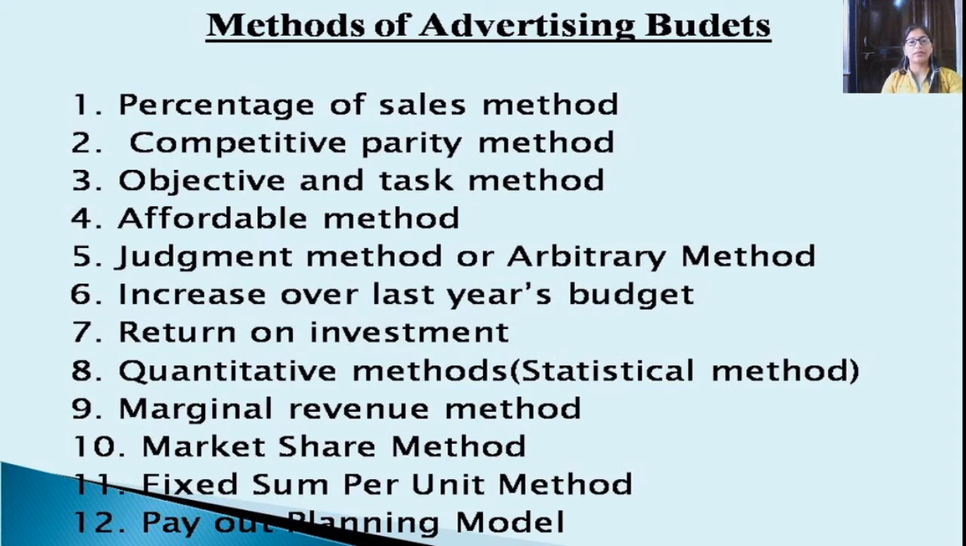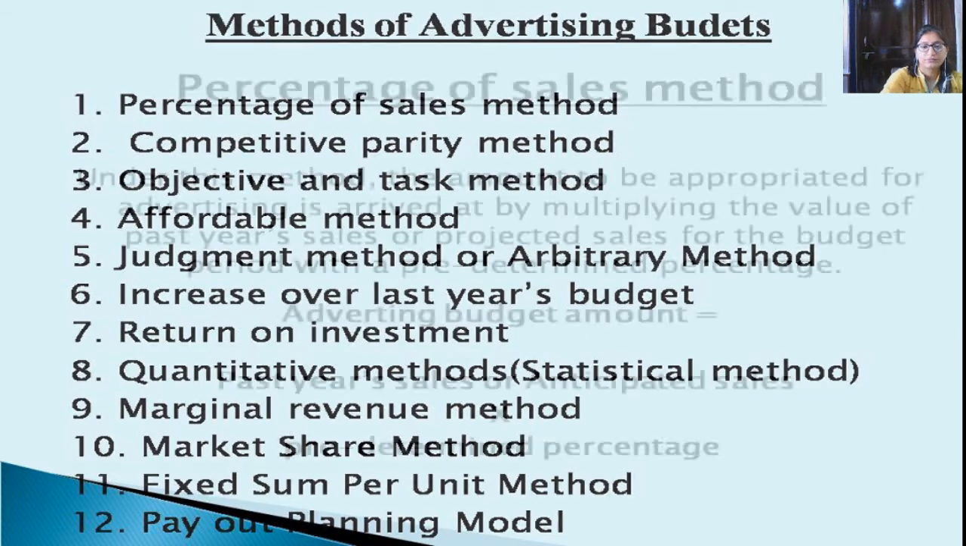These are the various methods of advertising budgets. First is percentage of sales method, second is competitive parity method, third is objective and task method, fourth is affordable method, fifth is judgment method or arbitrary method, then increase over last year's budget, seventh is return on investment, eighth is quantitative methods, then marginal revenue method, market share method, fixed sum per unit method, or payout planning method. Let's discuss them one by one.